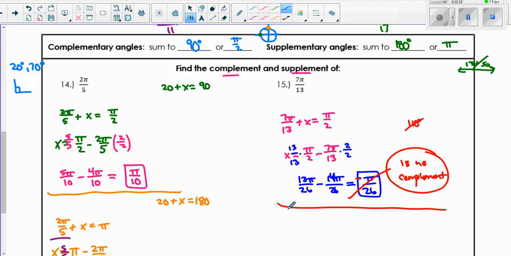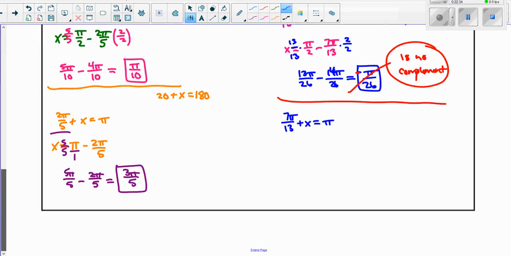All right, so 7 pi over 13 plus something. In order to equal 180, it would have to equal pi. All right, now again, supplementary is pretty easy because supplementary is trying to get you to 1. So I'm going to show you the long way and the short way. The short way is if this has to equal 1 pi and you have 7/13, then you'd have to have 6/13 more, because 6 and 7 make 13. So your supplement is 6 pi over 13, because 7 plus 6 is 13.